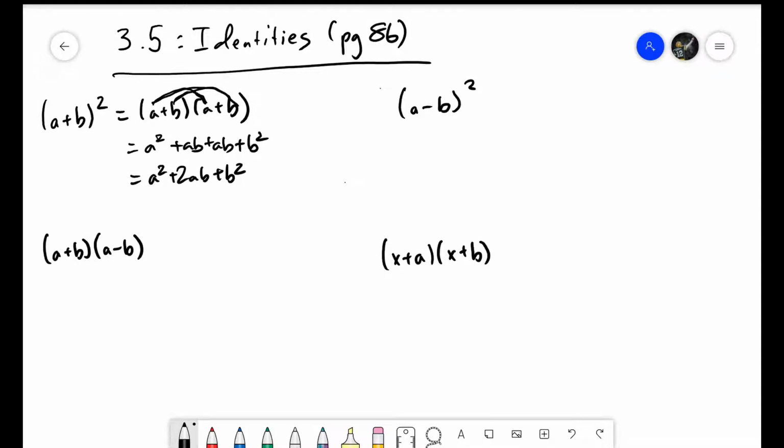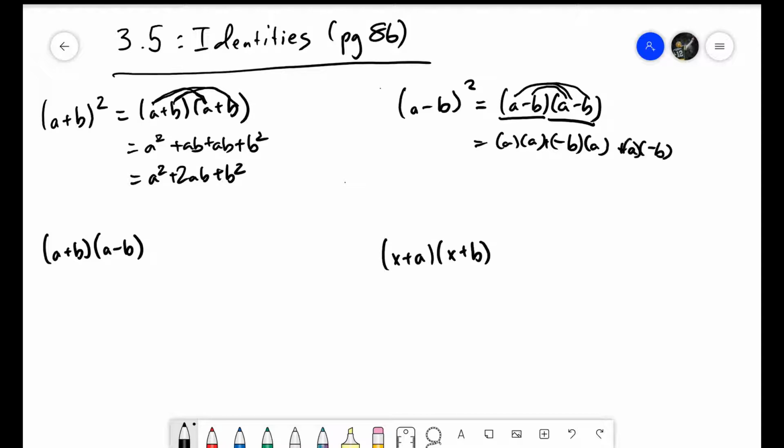The next identity that we'll be looking at is (a - b) squared. So to do this, we have to do this in a similar fashion. First, expand this as (a - b) times (a - b). Then multiply each term in here by each term in here. So this is a times a, minus b times a, plus a times negative b, plus negative b times negative b.